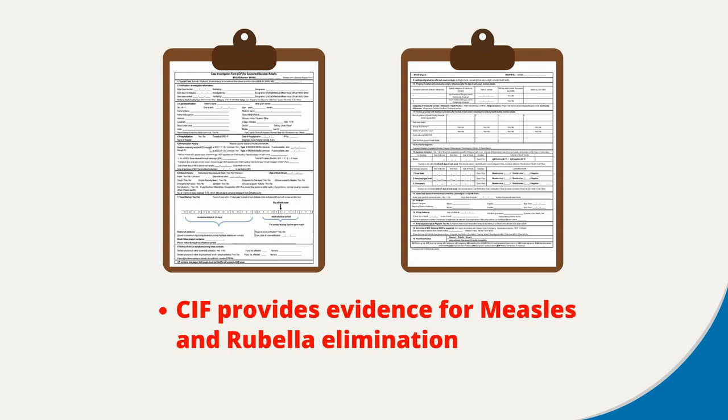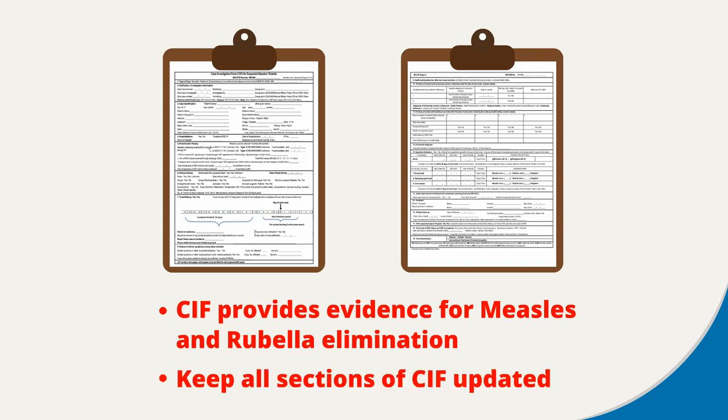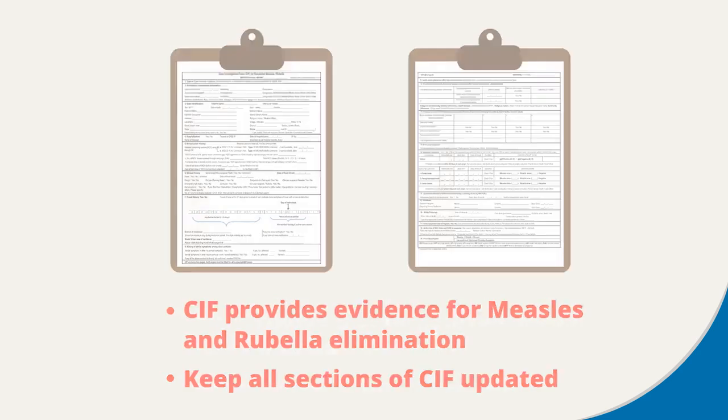CIF is an important document for providing evidence of measles rubella elimination. Keep all the sections updated as and when the relevant information is available.